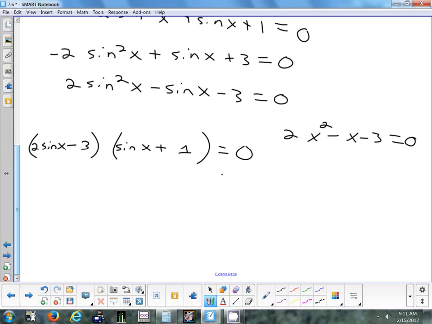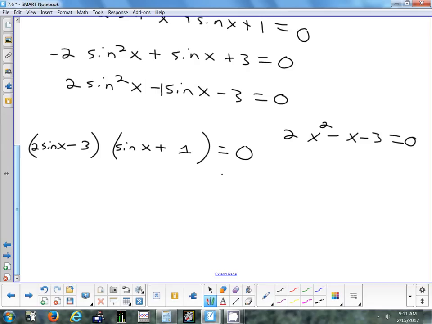So 2 sine times sine is 2 sine squared. What's 2 sine times 1? 2 sine. And negative 3 sine. So 2 sine minus 3 sine, 2 minus 3 gives me a negative 1 sine. And then negative 3 times 1 is negative 3. Okay, so we factored that correctly. Any questions on that?